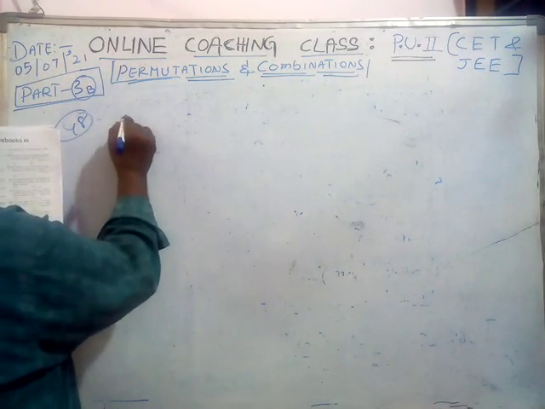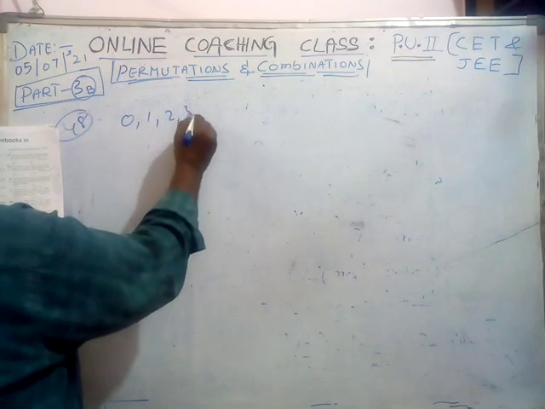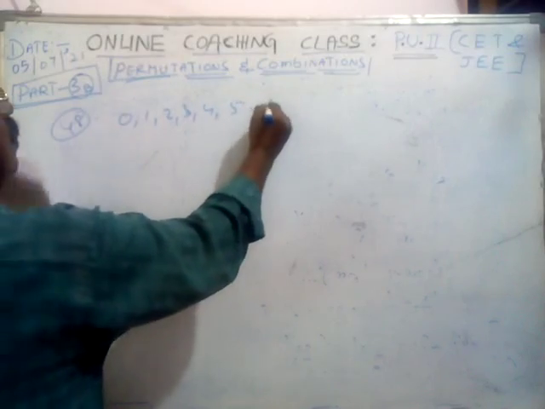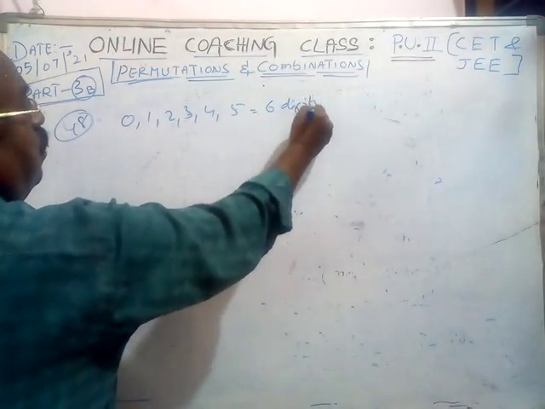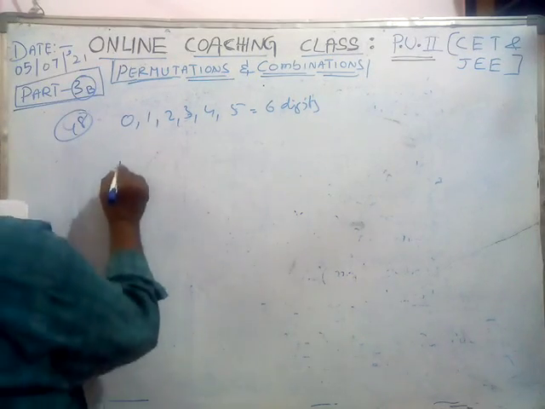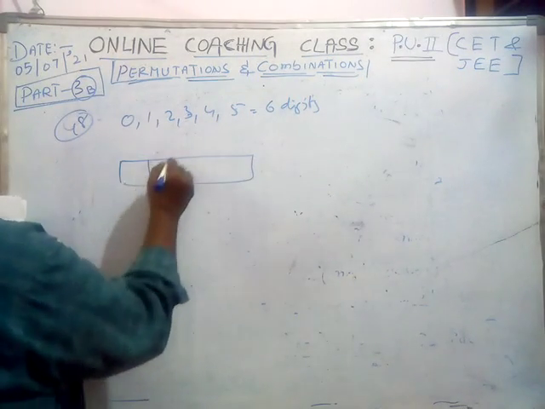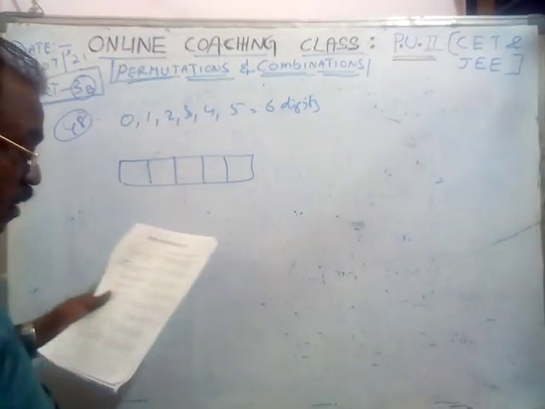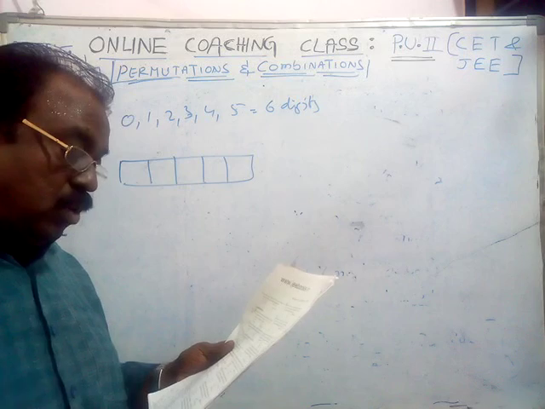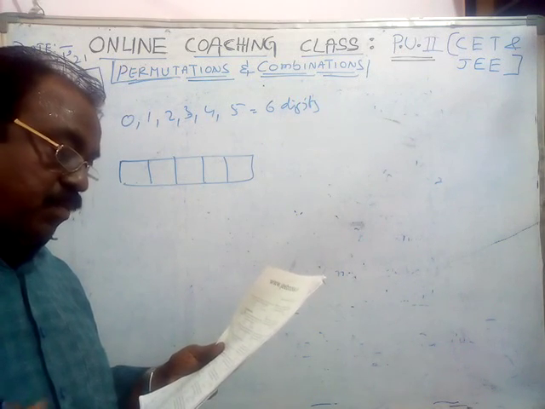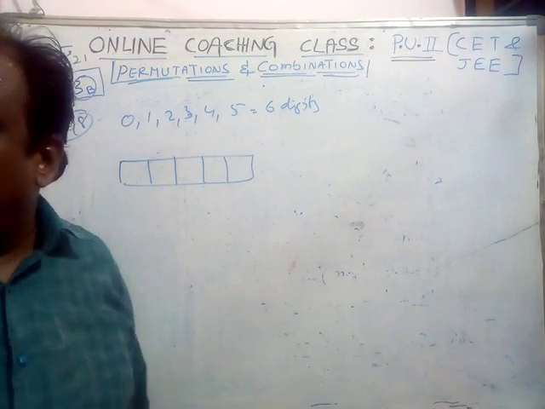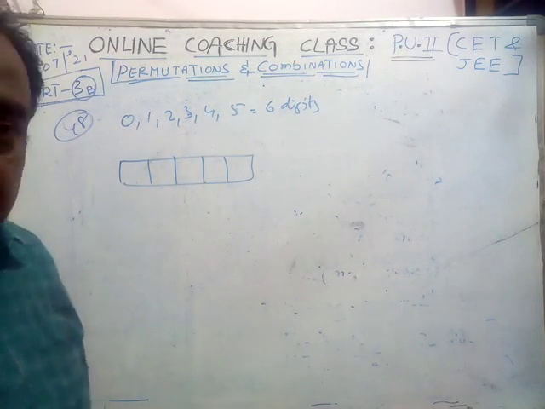Please observe it. 0, 1, 2, 3, 4, 5. There are 6 digits. By using these 6 digits, we have to frame a 5-digit number, but it should be divisible by 3, without repetition. The total number of ways is asked. It's a very fantastic concept. Please observe it.